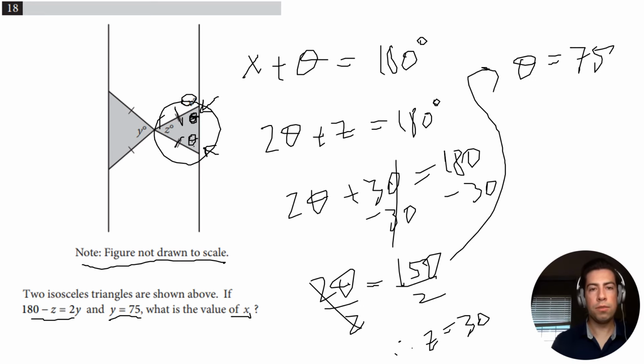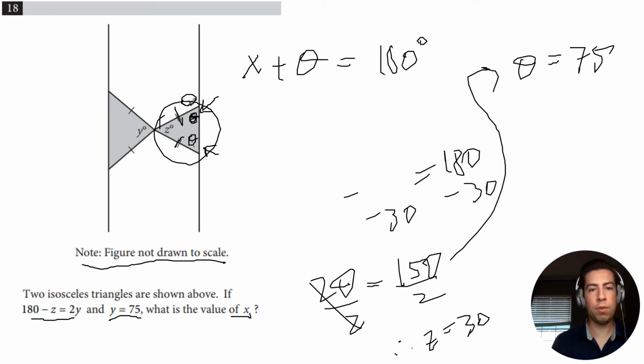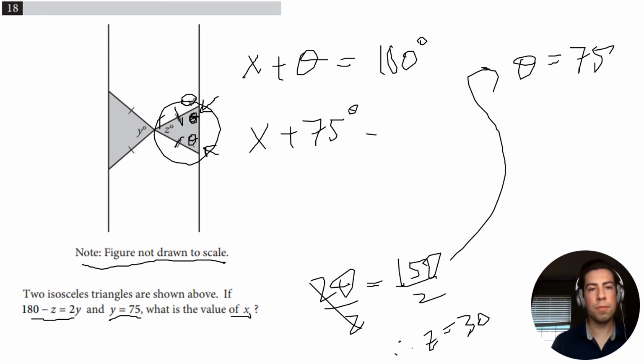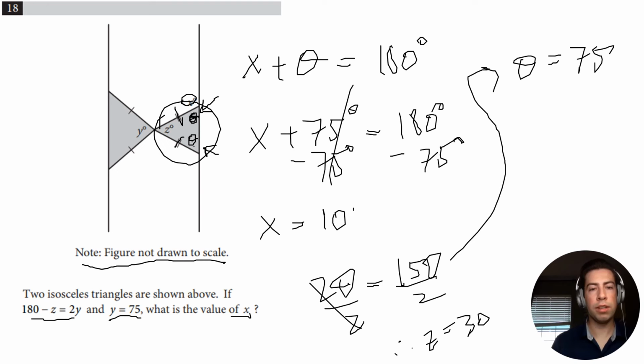Okay. So now that we have this information, all I have to do here is just plug in what we already know. We don't know what x is, but we now know that theta is 75. So if this is 75 degrees, and this is 180 degrees, I'm just going to subtract off 75 degrees, and I'm going to get x equals 105 degrees. All right, guys, so that is our answer.